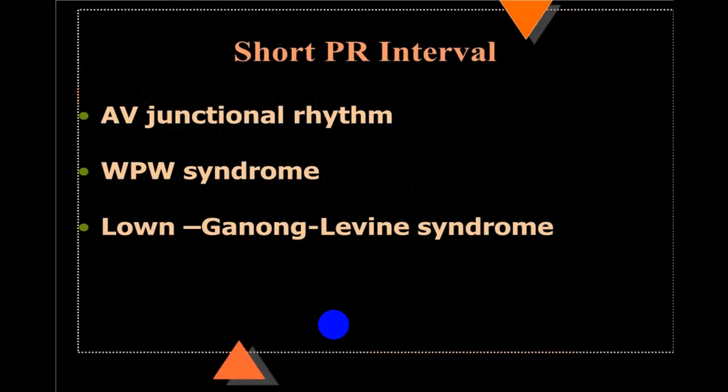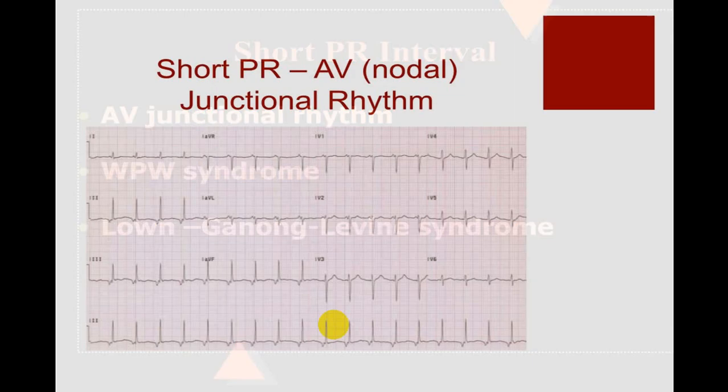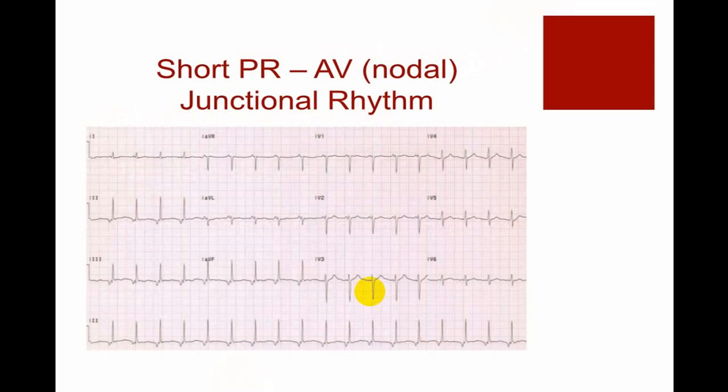So short PR in AV junctional rhythm, WPW syndrome, and LGL syndrome. WPW syndrome is Wolff-Parkinson-White syndrome, and LGL is called Lown-Ganong-Levine syndrome. So this is a classical example of a short PR interval in a junctional rhythm.